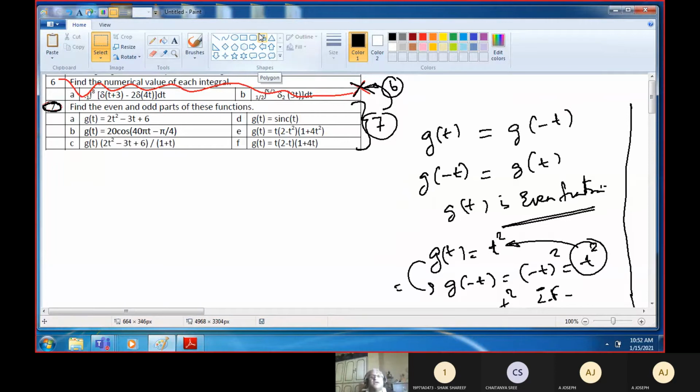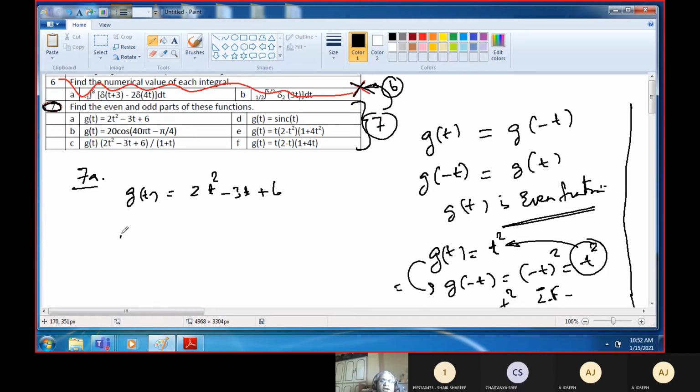So now we have seen the way in which we can find the even and odd parts. So now we will see problem 7a. Let us try to understand that. The problem given is a function g(t), which is given as 2t square minus 3t plus 6. Now the question says find the even and odd parts of this function.